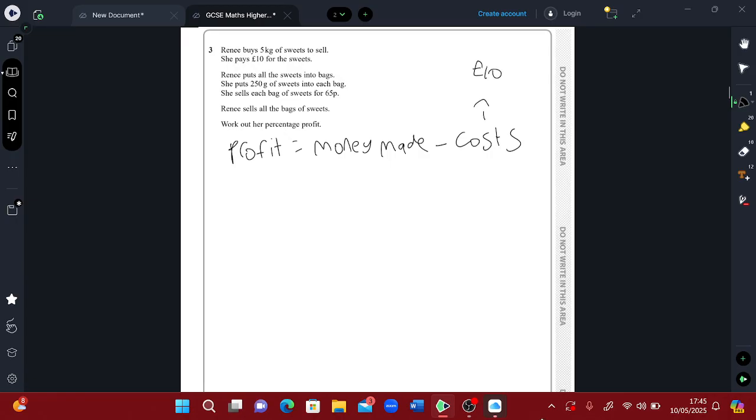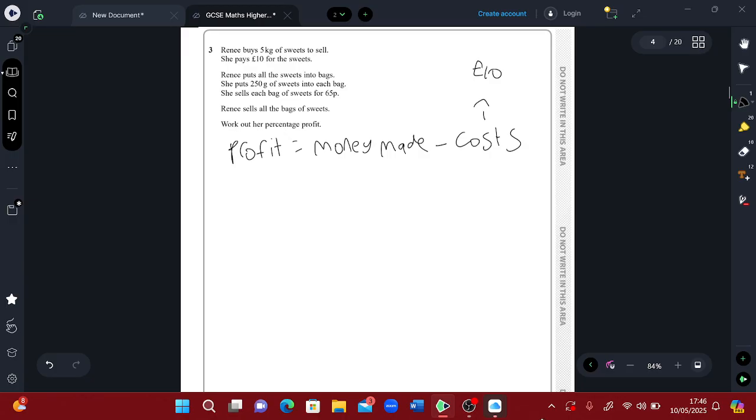Let's read it forward. She puts all the sweets into bags. She puts 250 grams of sweets into each bag. So what's happening is she's selling each bag, right? Of how many bags she has. Okay, she sells each bag of sweets for 65p. She sells all the bags of sweets. Okay. So her cost is £10.